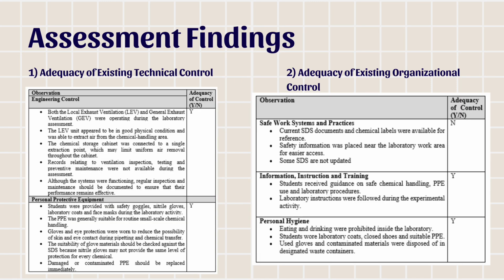This slide presents the findings on the adequacy of the existing technical and organizational controls. For engineering controls, both the LEV and GEV were operating during the assessment. The LEV appeared to be in good physical condition and was able to remove air from the chemical handling area. However, the chemical storage cabinet was connected to only one extraction point. This may reduce uniform air removal throughout the cabinet. In addition, inspection, testing, and preventive maintenance records for the ventilation system were not available for review.